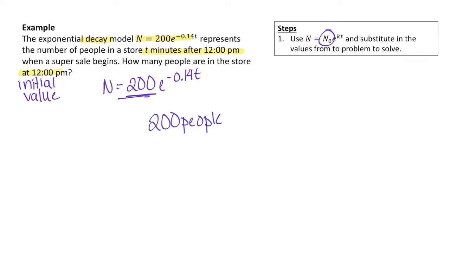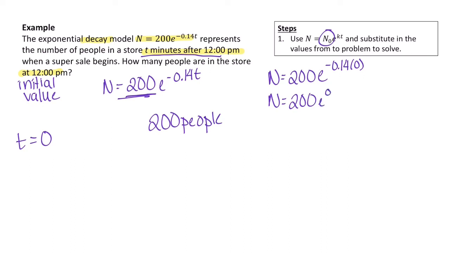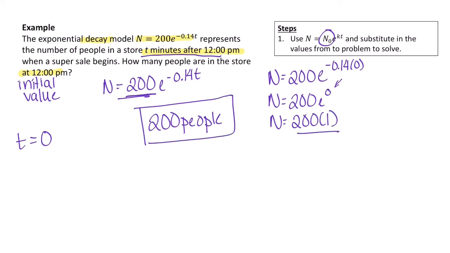If you don't believe what I did there and you want to actually plug it in, t is going to be 0, because it says t minutes after 12 p.m., and 12 p.m. is 0 minutes after 12 p.m. So you could just plug in 0. You get N equals 200 times e to the negative 0.14 times 0, which tells you N equals 200 times e to the 0. Remember, anything to the 0 power is 1. So N equals 200 times 1, which gives you the same answer. It's going to be 200 people at exactly 12 p.m.